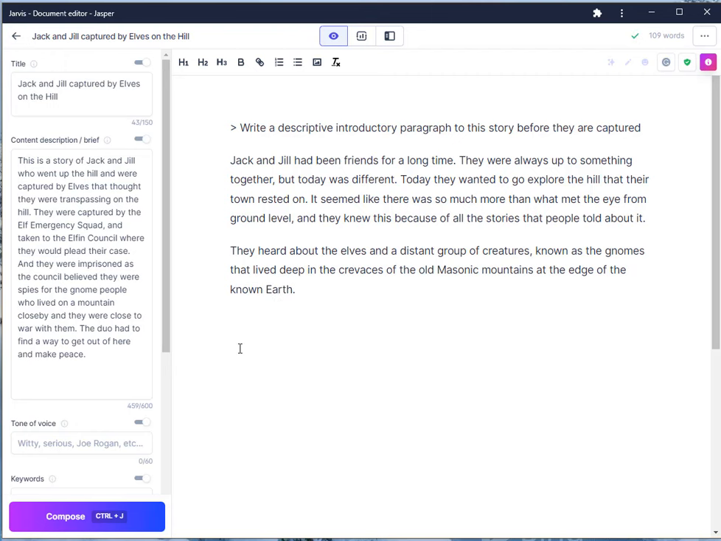Now, Jasper will take what you have here and add to it based on this information and this information, simply by clicking compose or Control J.